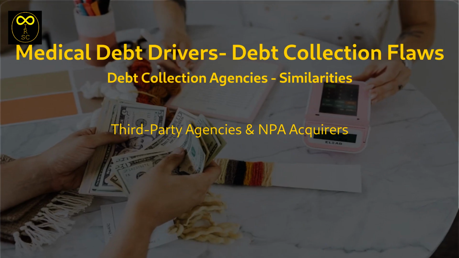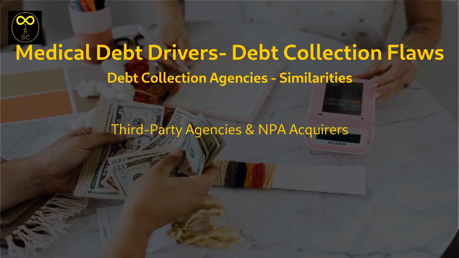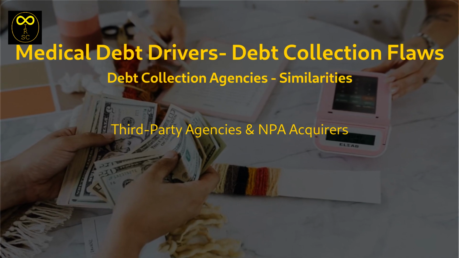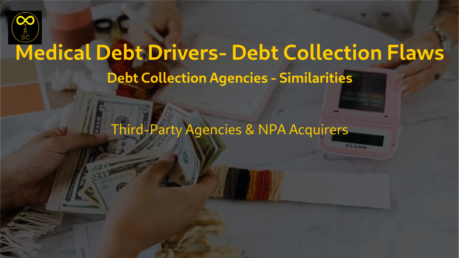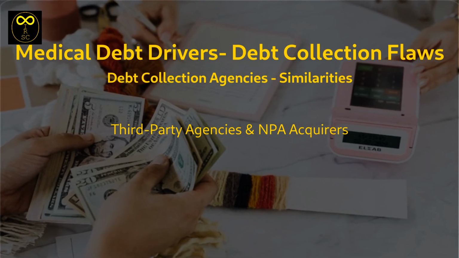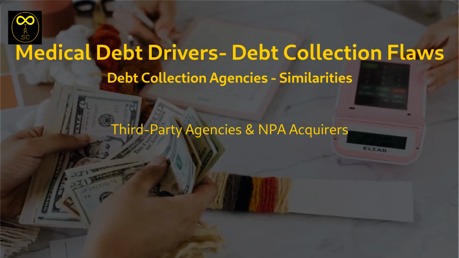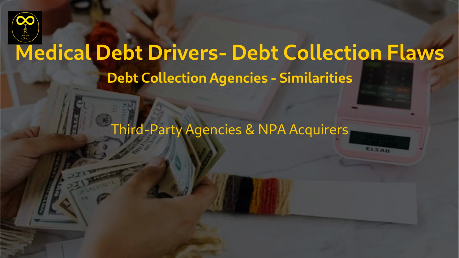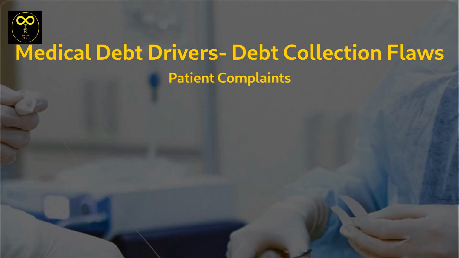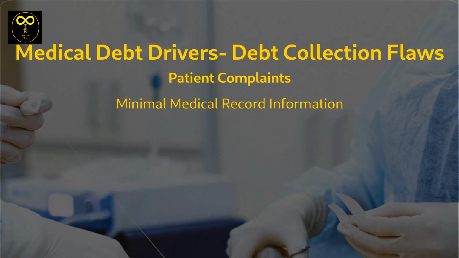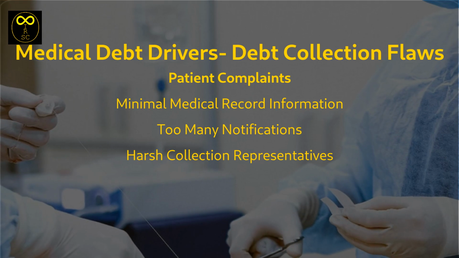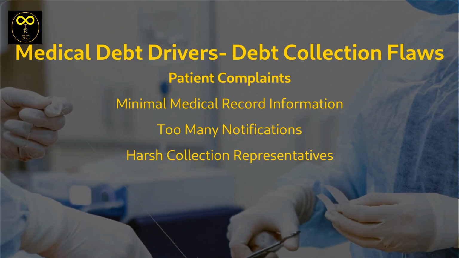Contingency agencies and NPA acquirers are both contracted by healthcare providers to collect debt from patients. The organizations use similar strategies in collecting debt, which include letters, calls, and emails. Some representatives are sympathetic with patients, while others are flat-out coercive and aggressive. Patients complain about a lot in the debt collection, including minimal information on their medical records, too many notifications, and harsh representatives who constantly threaten them with legal action.